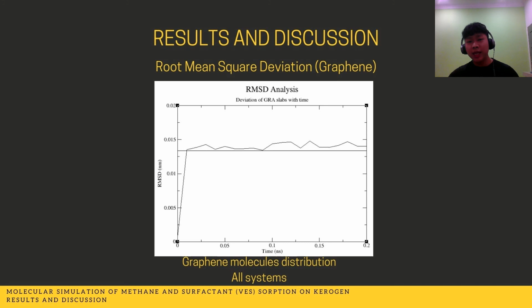The final result here shows the deviation of graphene from its original position. As can be seen, there is only minimal movement of graphene slabs of less than 0.015 nanometer as the position restraint holds them in place throughout the simulation. If the graphene slab moves around too much, the whole simulation will be inaccurate.